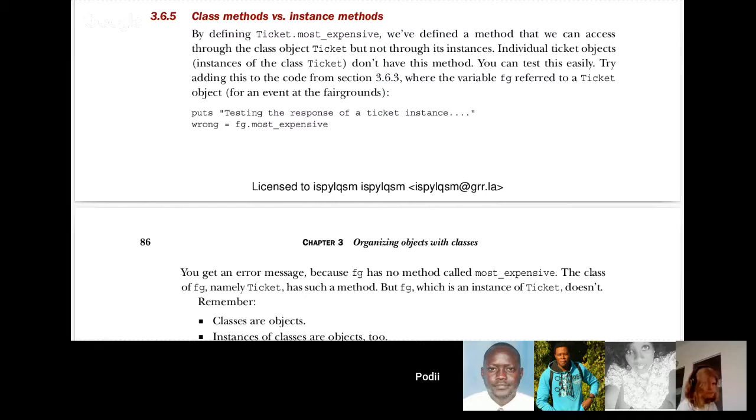class object. So there's a confusing statement, class object ticket. So it's a class, it's an object, it's called ticket. Okay? So all classes are objects. But it says, but not through its instances. Does that mean that we can't use most expensive method on a class made from ticket?